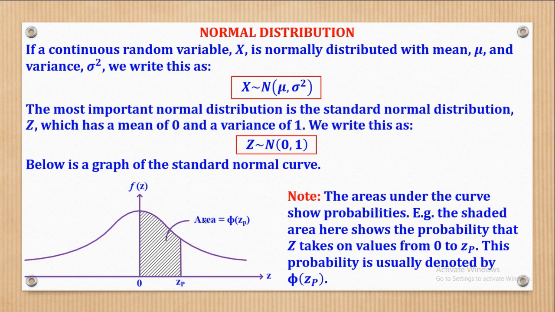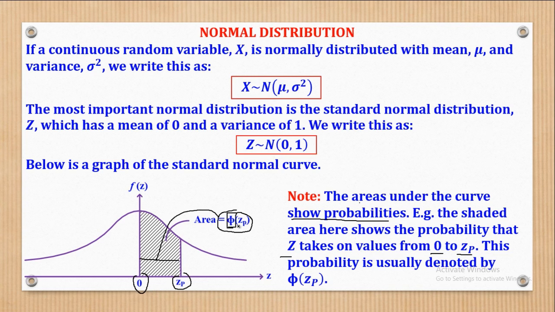And I think we realize that the area which is shaded denotes phi(zp). So this phi(zp) is the same as probability. As you can see here, the note says the areas under the curve show probabilities, and therefore the shaded area here shows the probability that Z takes on values from 0 to zp. So we shaded from 0 up to zp. Therefore, when they want the probability of Z taking on values from 0 up to zp, in other words, probability of Z greater than 0 but less than zp, that would be this area, and it's denoted by the symbol phi.